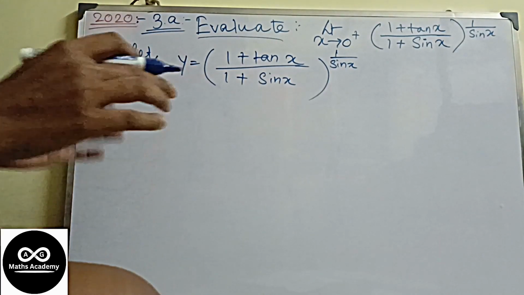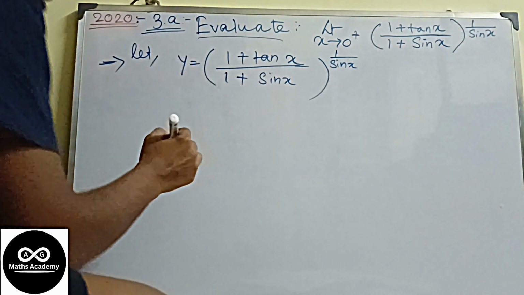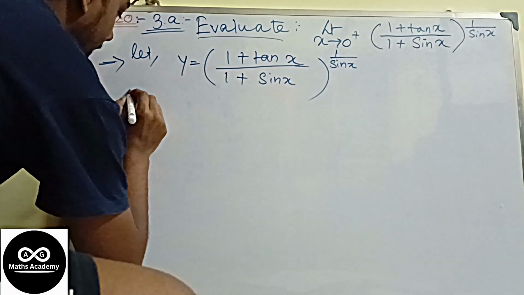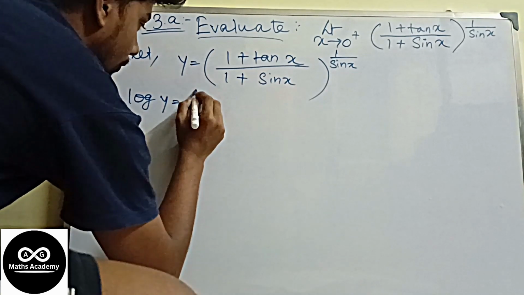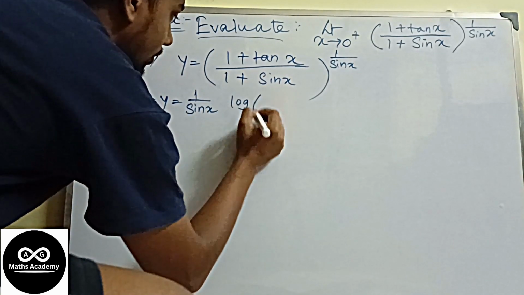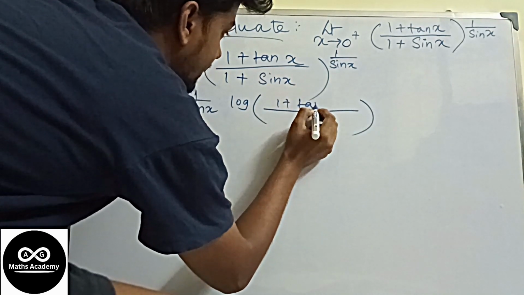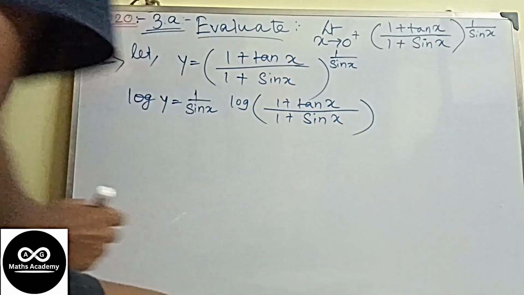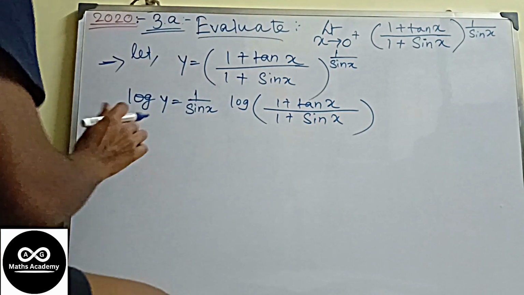Now we're going to take log on both sides. So log y is equal to 1 by sin x times log of (1 plus tan x) by (1 plus sin x). Now we're going to take the limit.